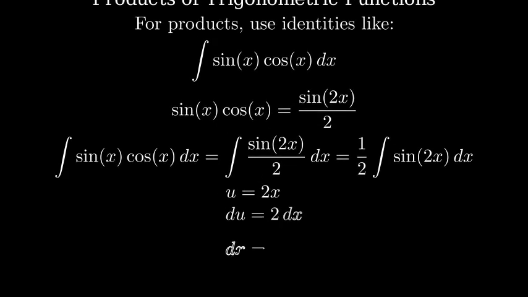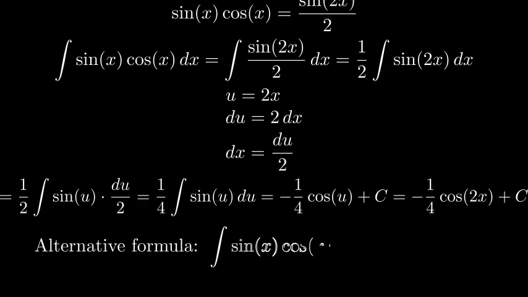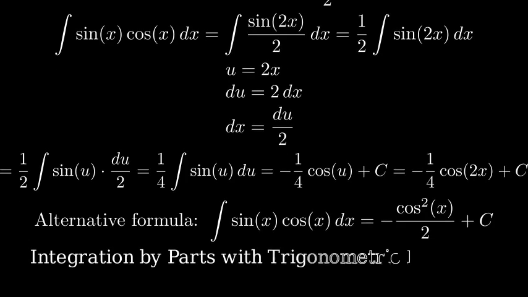Using u substitution with u equals 2x, we get du equals 2 dx. So dx equals du over 2. After substitution and integration, we get negative 1/4 cosine of 2x plus c. Alternatively, we could have used the formula: the integral of sine of x times cosine of x dx equals negative cosine squared of x over 2 plus c. Sometimes we need more advanced techniques like integration by parts for certain trigonometric integrals.